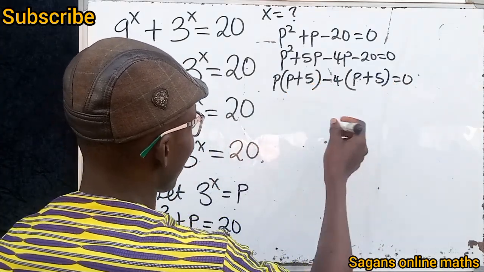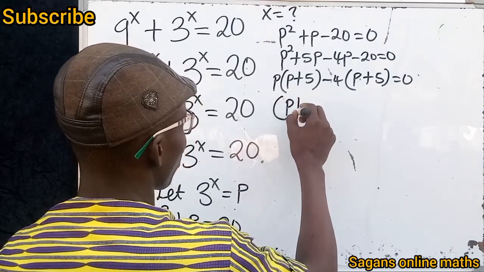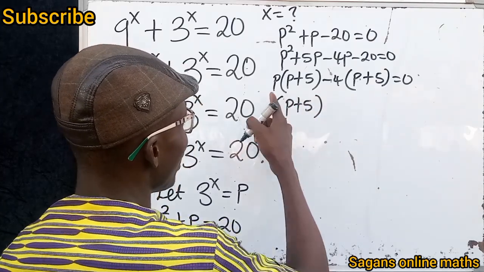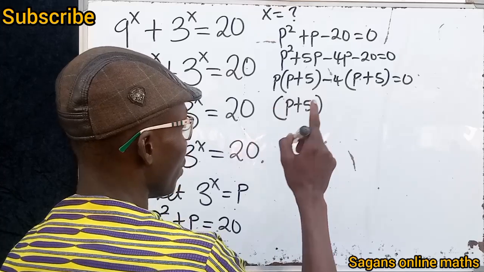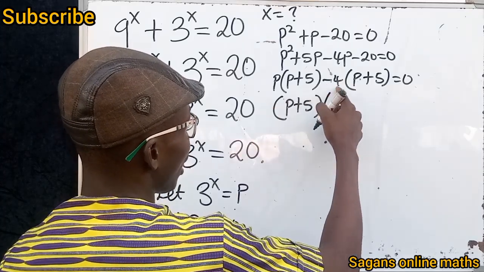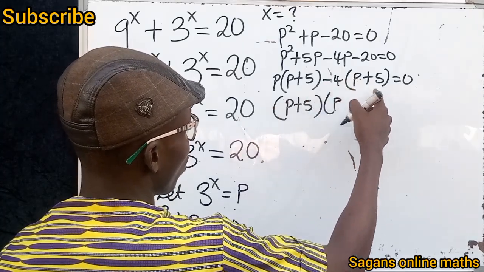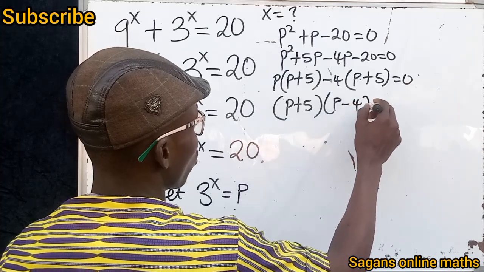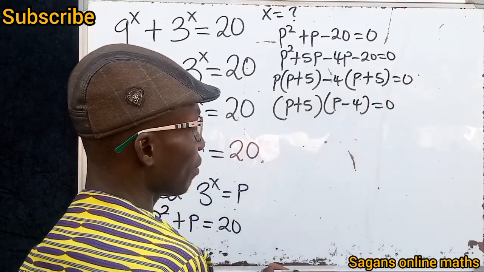Now, what is common here again? Consider, p plus 5 is common. If we divide p into p plus 5 by p plus 5, we are going to have p. Then here you have minus 4 into p plus 5 divided by p plus 5, I have minus 4. All this equals to 0. Let's solve it respectively to find p.